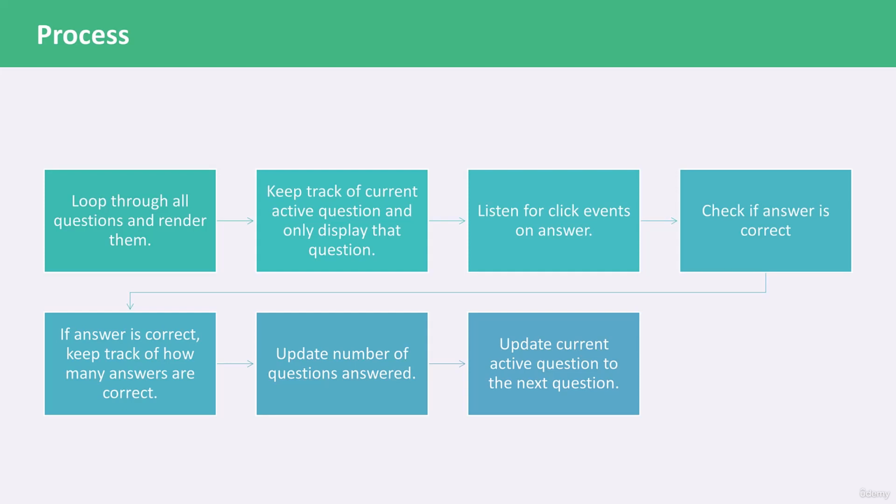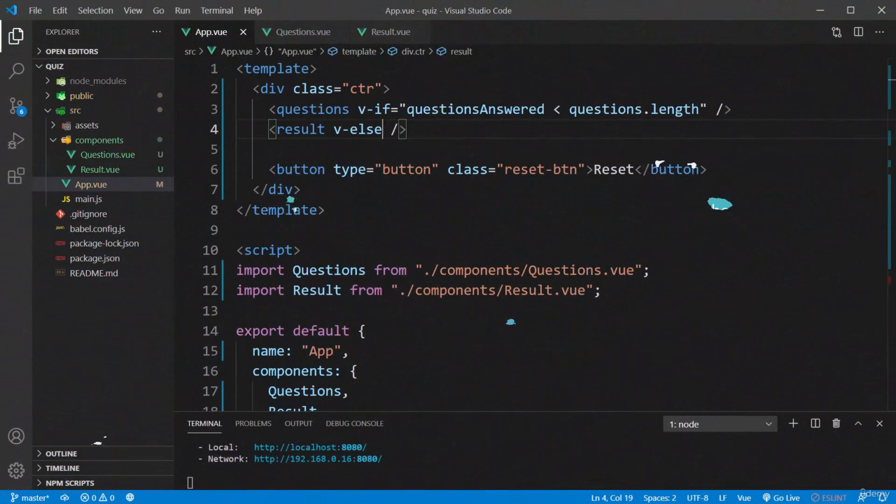Afterward, we'll listen for click events on the answers. If an answer is selected, then we'll check if that is the correct answer. If it is, we'll keep track of how many questions the user has answered correctly. We'll need to update the number of questions answered and move on to the next one. This is the overall process. If it doesn't make complete sense, then that's fine. We'll be going through it together when building the quiz app.